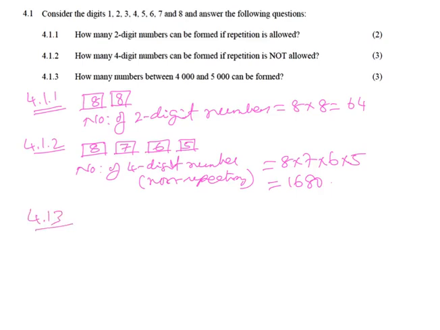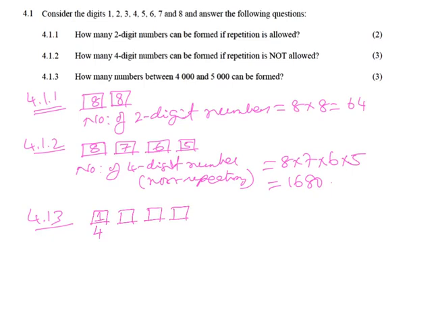Next question here is 4.1.3. How many numbers between 4,000 and 5,000 can be formed? Now let's look at it. I have a 4-digit number, right? It's between 4,000 and 5,000. What choices do I have for the first one? I don't have any choice, my first number should start with 4 only. I cannot start with 5. So only one choice.